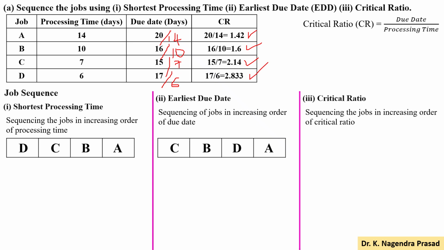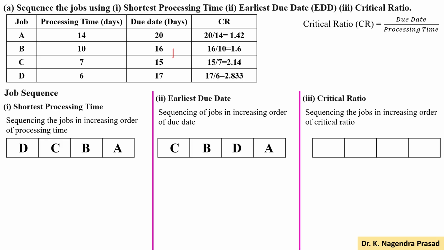Next we have to find out the job sequence by the critical ratio. For this, first we have to draw the boxes. Then we have to observe which job has the minimum critical ratio. Here the minimum critical ratio is for job A, which has 1.42. So we place job A first in the job sequence order.